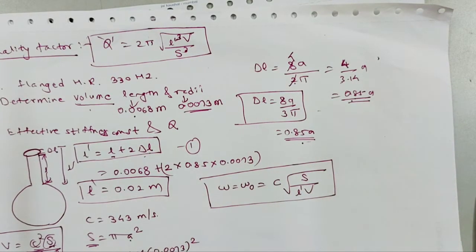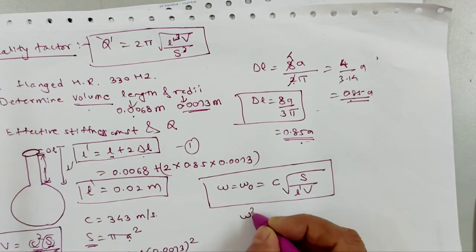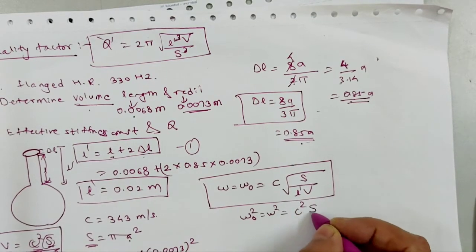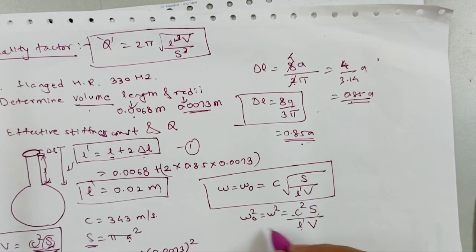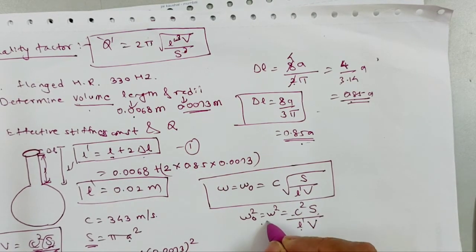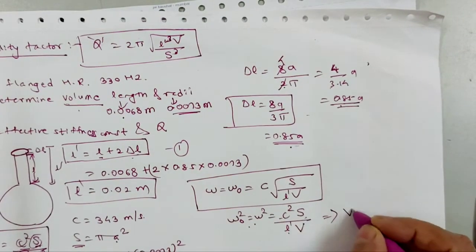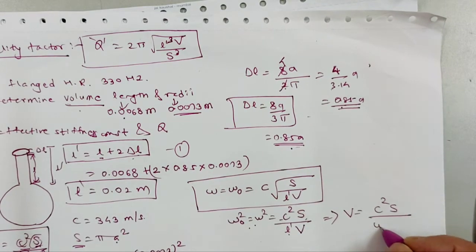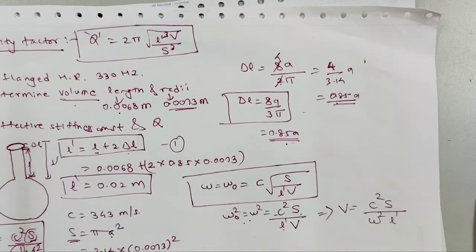Okay. Now from that I got this formula. How did I get it? Omega square or omega 0 square is equal to C square S divided by L dash V. So V will be C square S by L dash omega 0 square. Understood? So this implies V is equal to C square S divided by omega square into L dash.